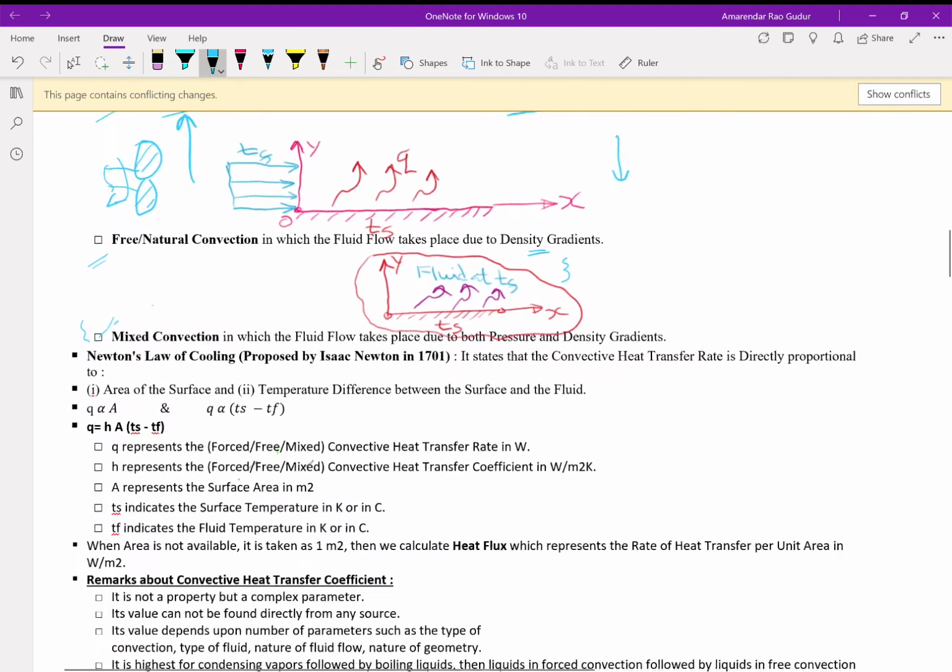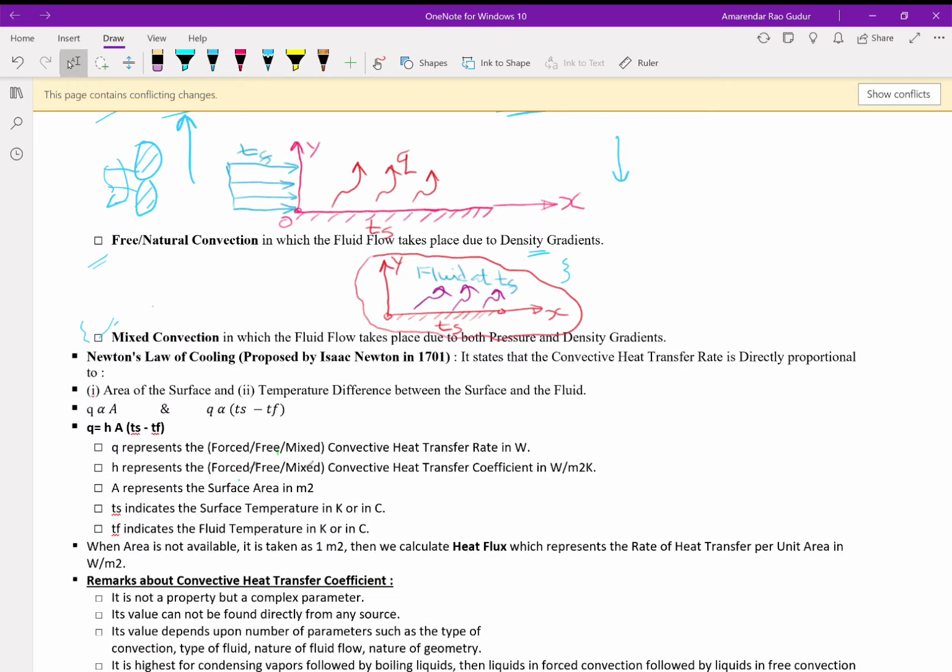And no matter what method of convection we have, Newton's law of cooling is the rate equation for convection. This law was proposed by the great Isaac Newton in 1701. This law states that the convective heat transfer rate is directly proportional to number 1, the area of the surface, and number 2, the temperature difference between the surface and the fluid. Mathematically speaking, Q is proportional to A and Q is proportional to Ts minus Tf.